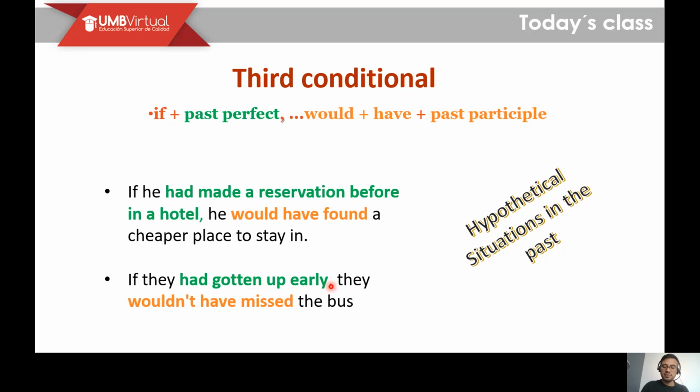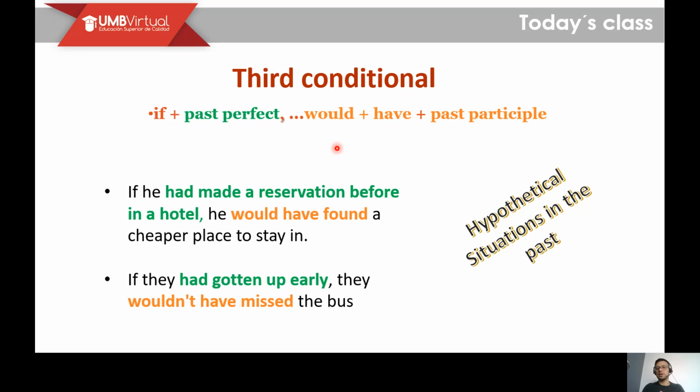Este third conditional es para pensar qué hubiera podido pasar. If they had gotten up early, they wouldn't have missed the bus. Entonces, acuérdense que la condición tiene dos partes. Le llamamos clauses. Una que es if clause, like condition clause or conditional clause, y result clause. Tenemos resultado, condición. Pueden intercambiarse sin problema.